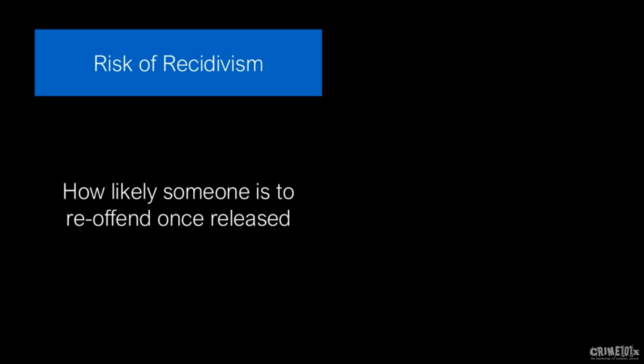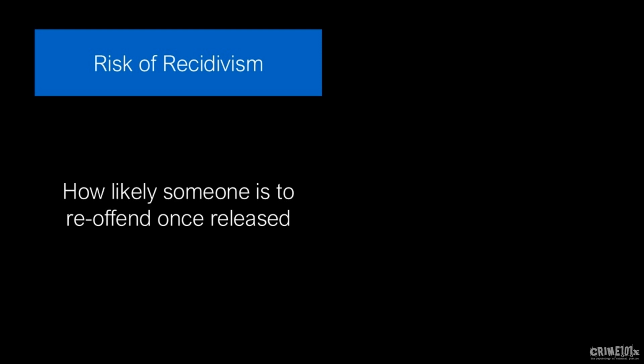Typically, when we are talking about risk, it is usually about the risk of recidivism. This refers to the likelihood of someone reoffending once they've been released back into the community. Within Australia, it is standard practice for a risk assessment to be conducted at the beginning of someone's sentencing episode. That is, within the first few weeks of someone being admitted to prison.